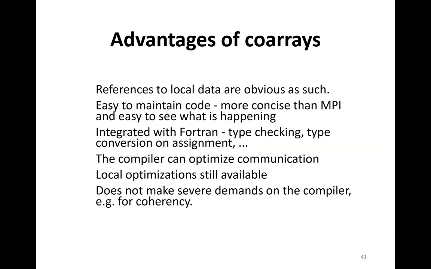So, for instance, if you reference a remote object with square brackets, the compiler can hold those temporarily in registers, not even in its own memory, hold things in registers until you get to a synchronization statement. At that point, it's got to download it so that other images can access that data. And it doesn't make severe demands on the compiler for consistency.